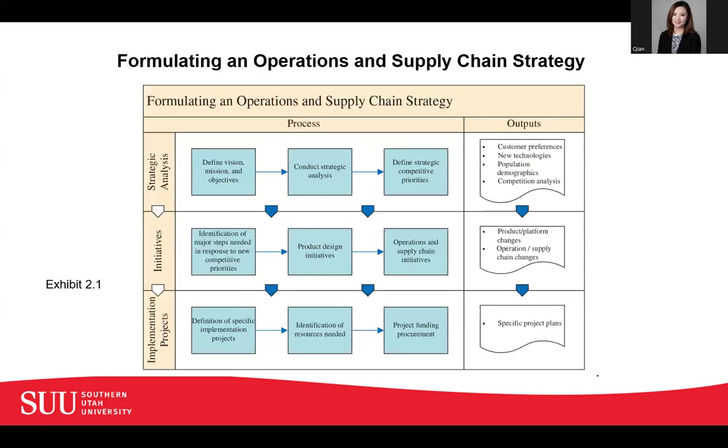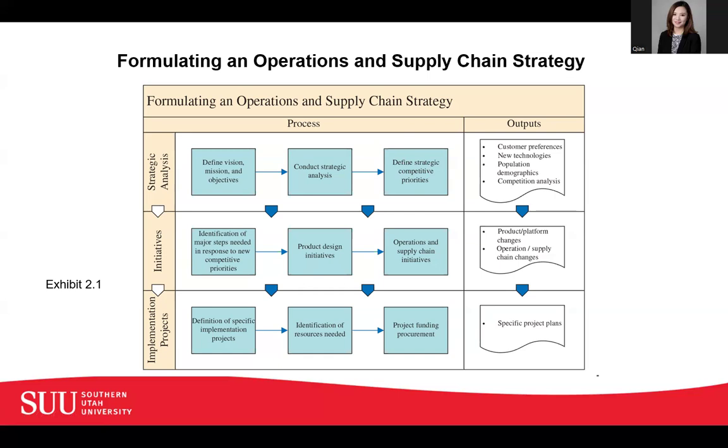This slide gives you the three main processes we need to go through to develop the operation supply chain strategy. The first process is the strategic analysis. You need to define the vision, the mission, and the overall direction. You need to look at what kinds of strengths you have, and make sure you have a clear idea about how to stand out from your competitors, so that customers will buy the products or services from you.